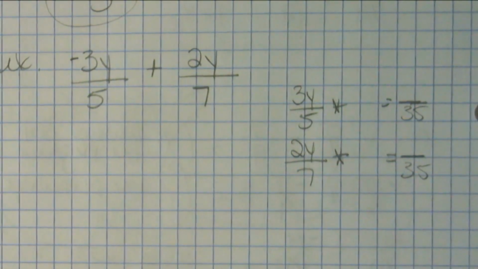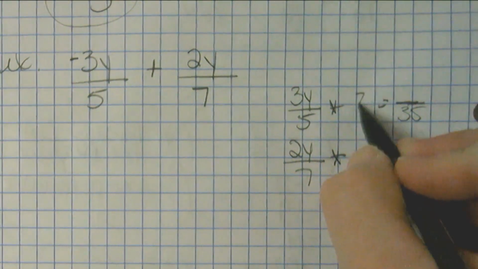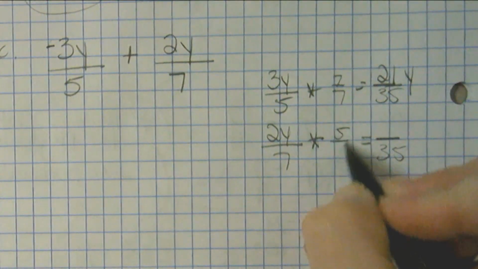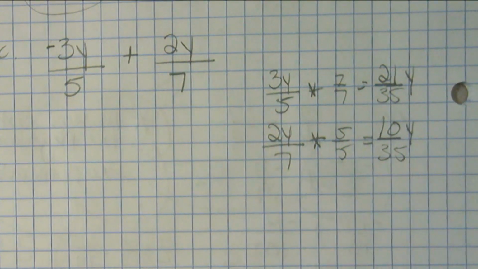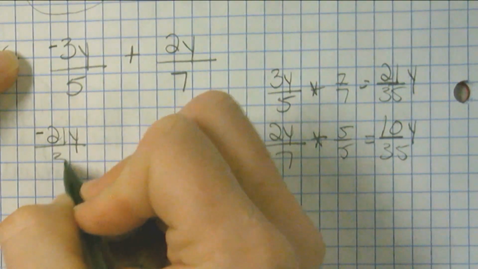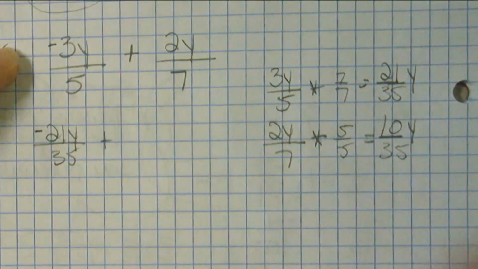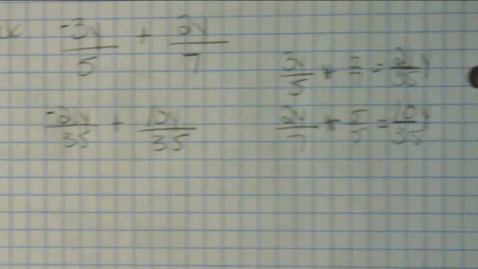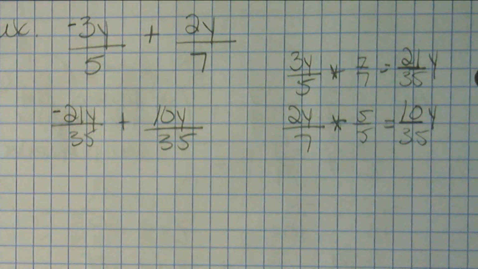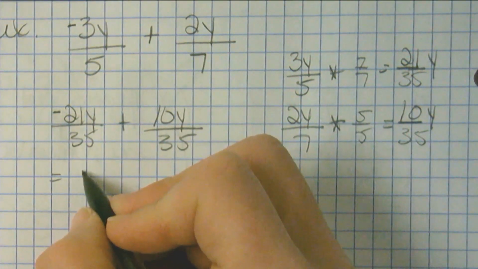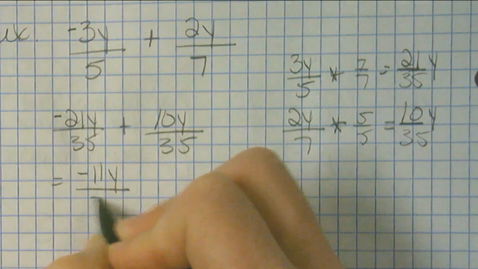Cameron, what am I multiplying 3y over 5 by? Excellent. So I get 21y. What am I multiplying 2y over 7 by, Cameron? Excellent. So I get 10y over 35. So I'm going to put these back. So I have a negative 21y over 35 plus 10y over 35. Cameron, what do I get when I do that addition? Over 35.